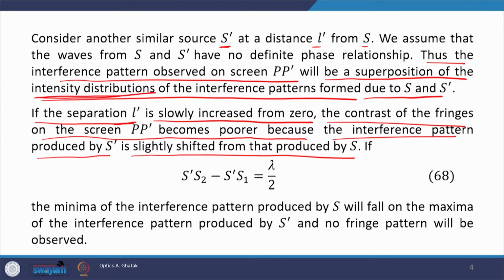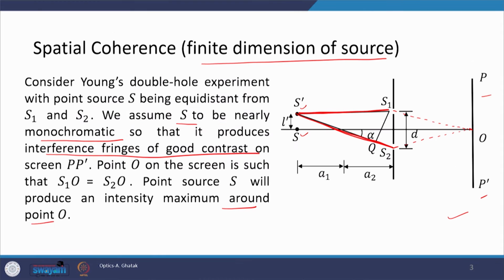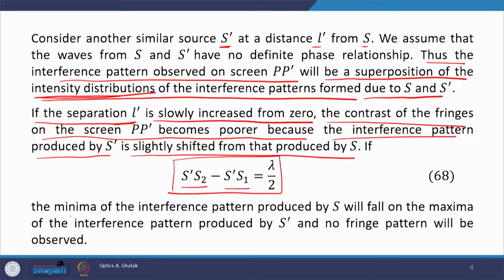Now, if S prime S2 minus S prime S1 is lambda by 2, it means these rays are such that the path difference is a half integral multiple of wavelength, that is, they are creating destructive interference. Then the minima of the interference pattern produced by S will fall on the maxima of the interference pattern produced by S prime, which is very much clear.